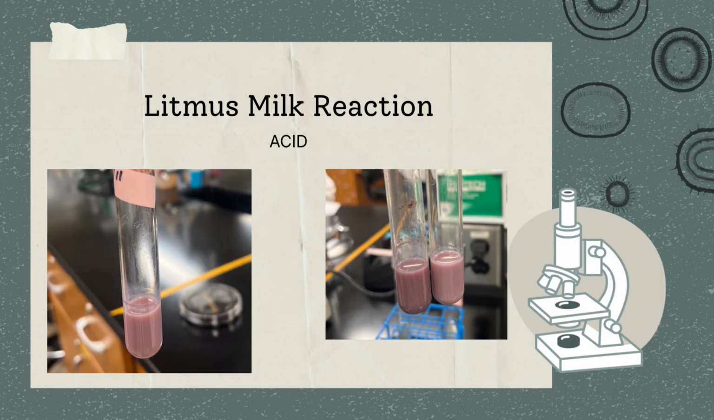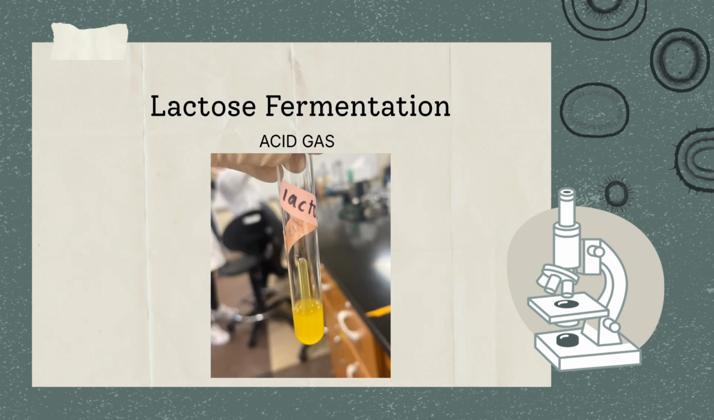In my litmus milk reaction, it was acid. You can see that on the second picture on the right. On the left-hand side, I have the original litmus milk, and you can see it is a deep purple color. On the right is my test, and it came back a very light pink. That shows that I had lactose fermentation, and my reaction was acid.